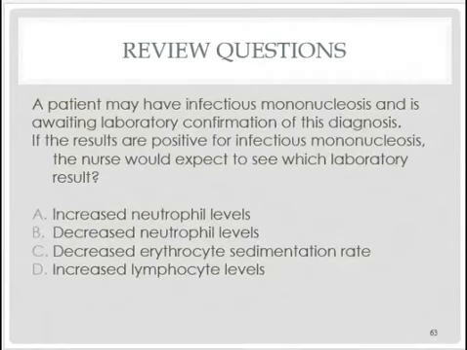A patient may have infectious mononucleosis and is awaiting laboratory confirmation of this diagnosis. If the results are positive for infectious mononucleosis, the nurse would expect to see which laboratory result? A. An increase in neutrophil levels. B. A decrease in neutrophil levels. C. Decreased erythrocyte sedimentation rate. D. Increased lymphocyte levels. Take a few seconds to think about it.